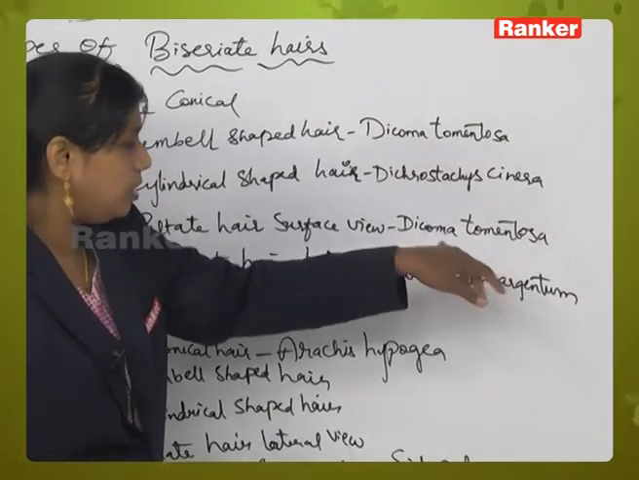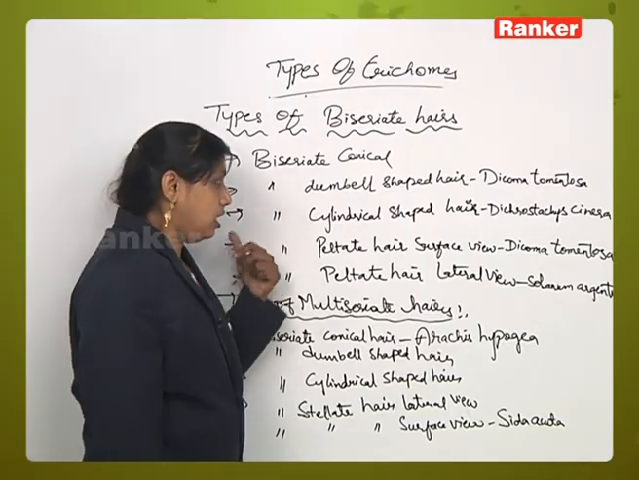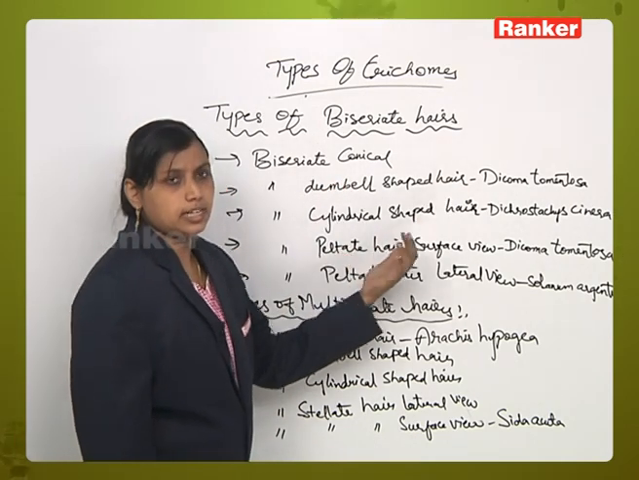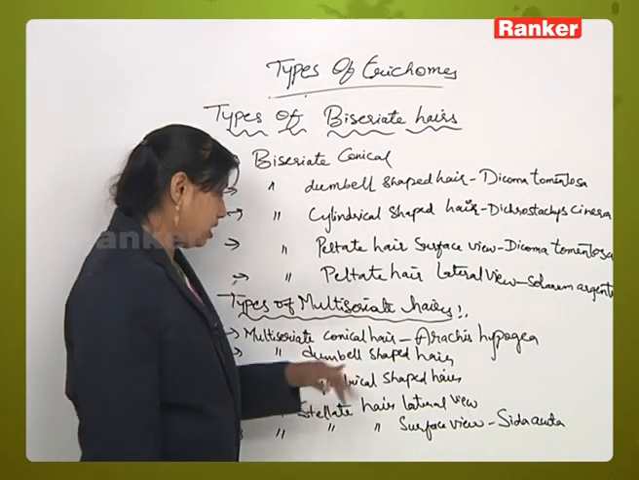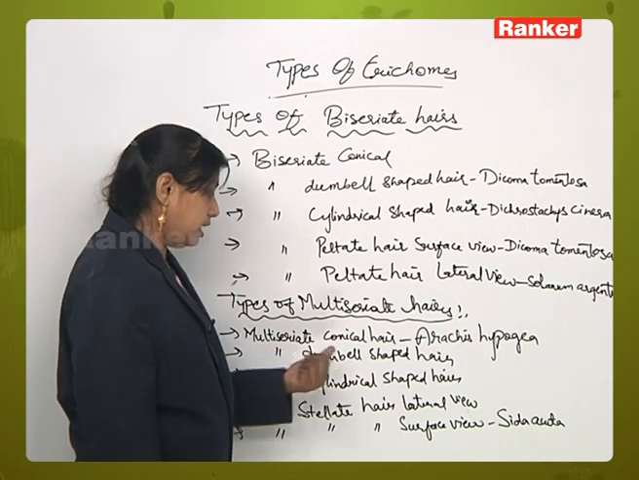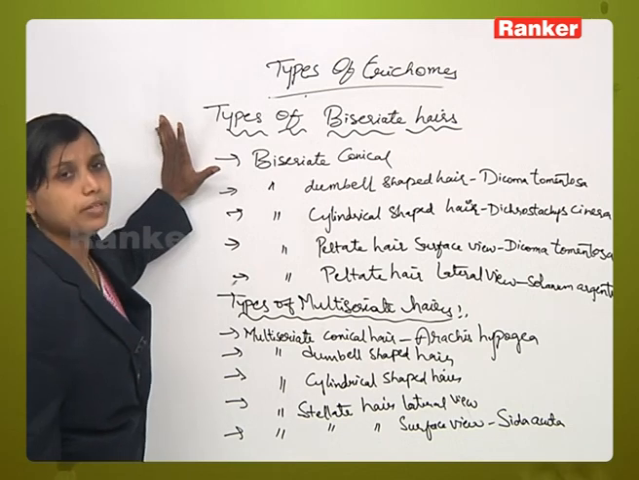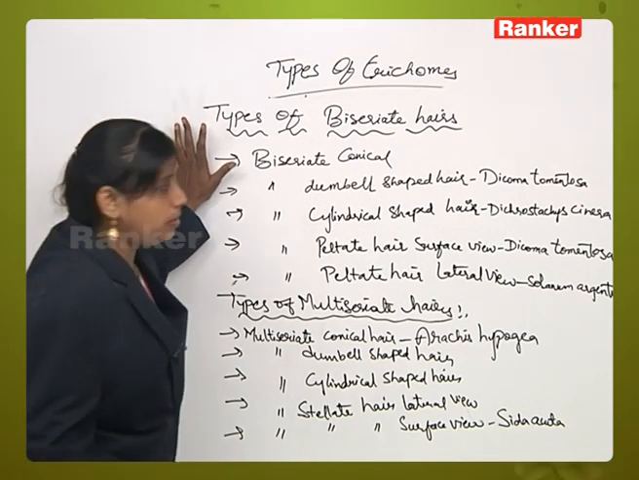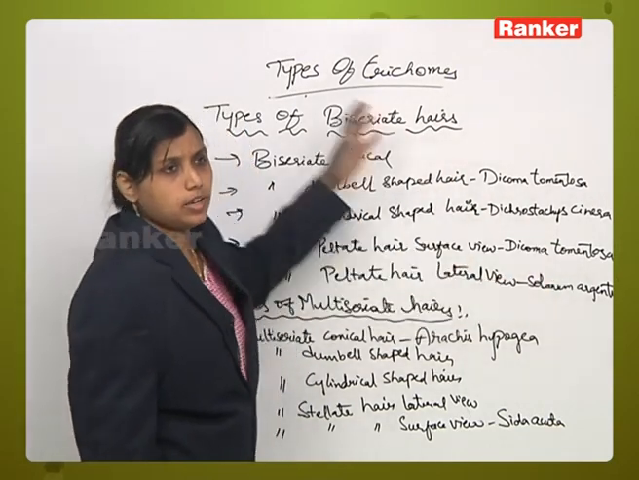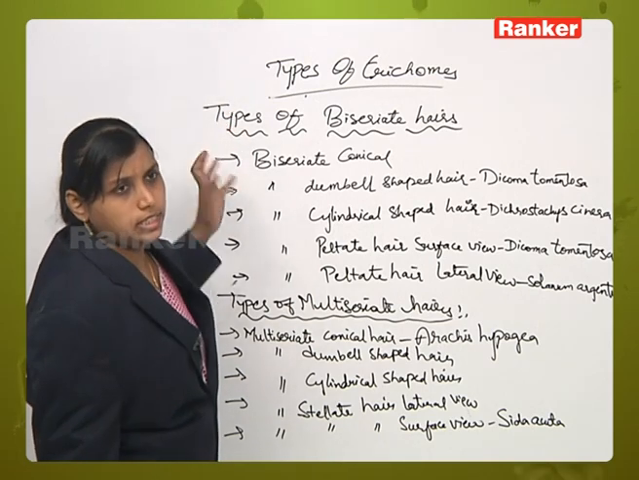So the questions may come: Dichoma tomentosa is an example for what type of biseriate hair? It is an example for dumbbell shaped hair as well as for peltate hair in surface view. In the same way, Arachis hypogea: what type of trichome is seen? Multiseriate conical hair types are seen in Arachis hypogea. So basically in the trichomes chapter, you will get fill in the blanks or multiple choice questions on the types and the examples. We have given you the list of unicellular, uniseriate, biseriate and multiseriate types of hairs.